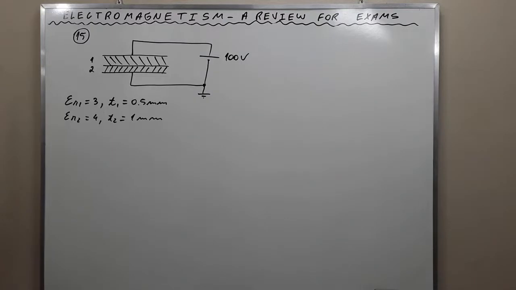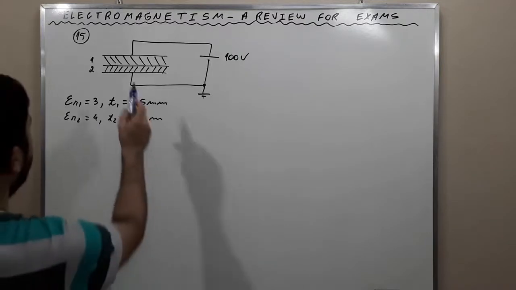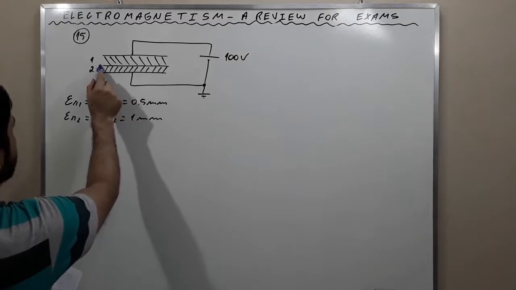Exercise 15: a composite parallel plate capacitor is made up of two different dielectric materials with different thicknesses, T1 and T2. As shown in the figure, the two dielectrics are separated by a conducting foil. The foil is in the middle here.